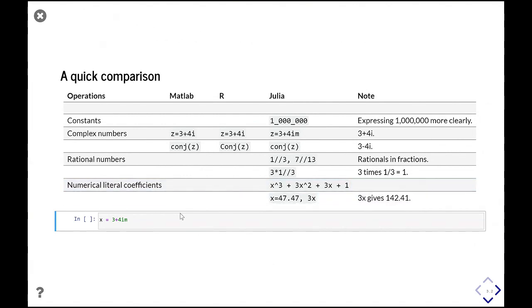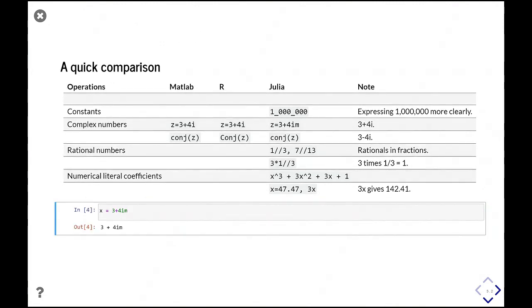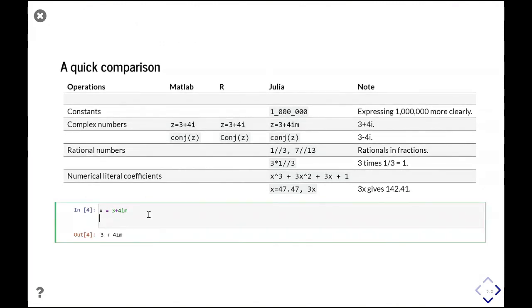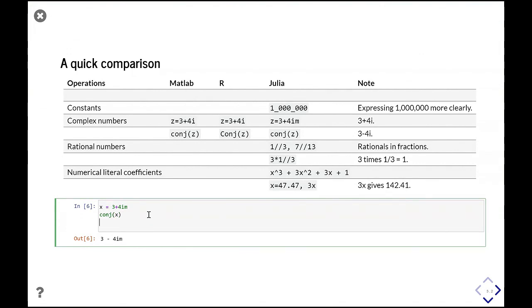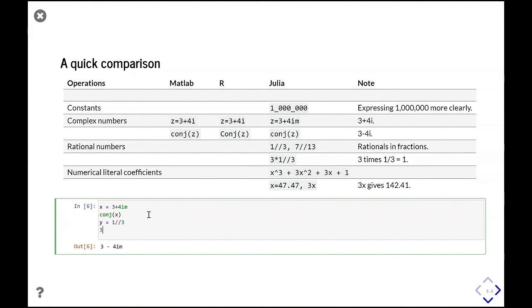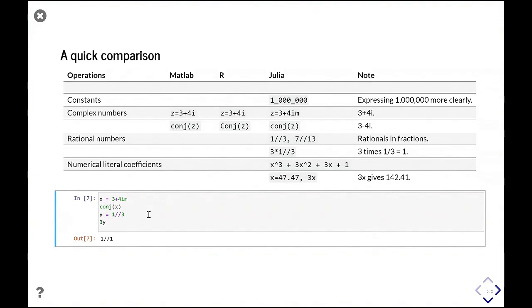And here's an example: in Julia, we define complex numbers, and we can do a conjugate on this complex number and get a complex number. Let's say y is 1/3. That's a rational number, and 3y. Let's see what 3y will give us. It's 1//1, that's exactly one representation.